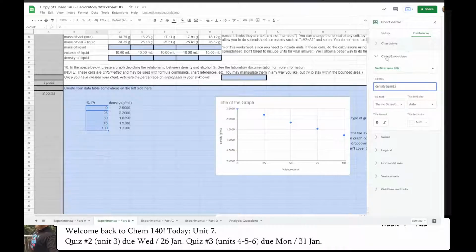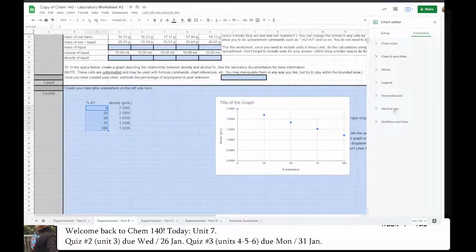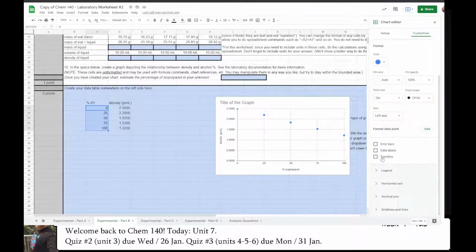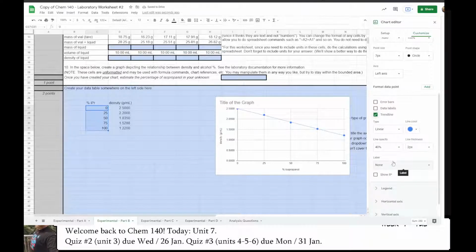The last thing that you want to include on here is, and I always forget where this is. It's not under grid lines. There it is, series. So you go to series, and you scroll down to the bottom where it says trend line, and you check that. And then after you've checked that, a bunch more options appear. You're going to go down here and select use equation and show R squared.